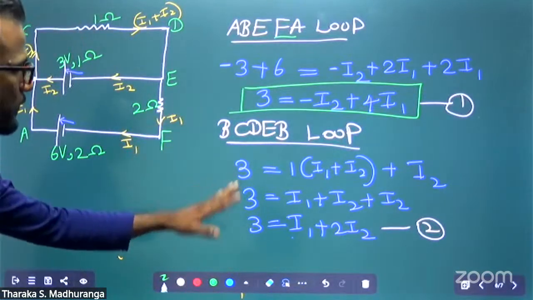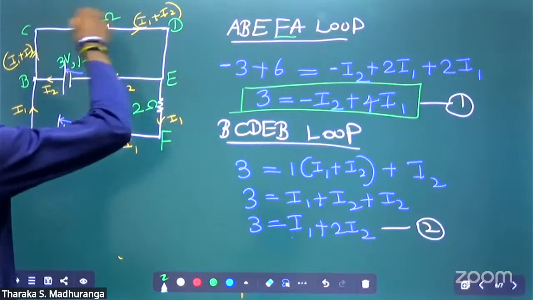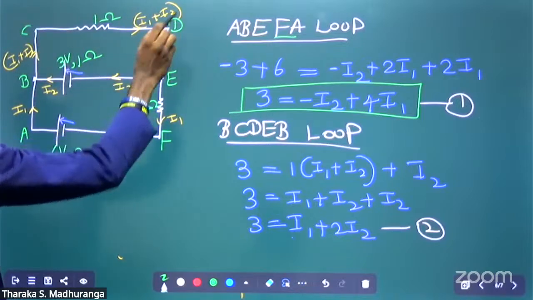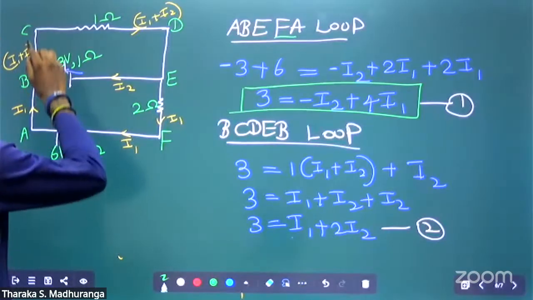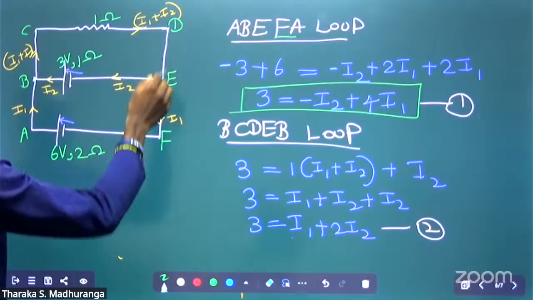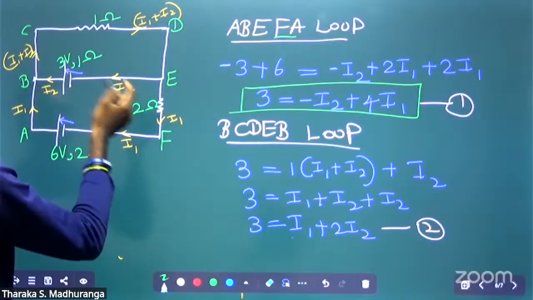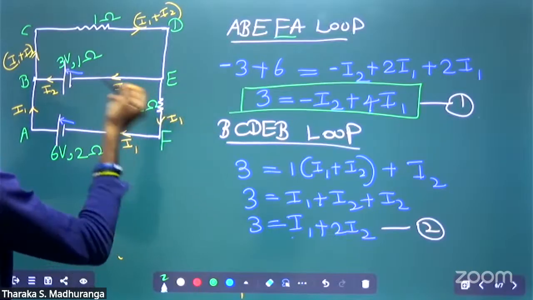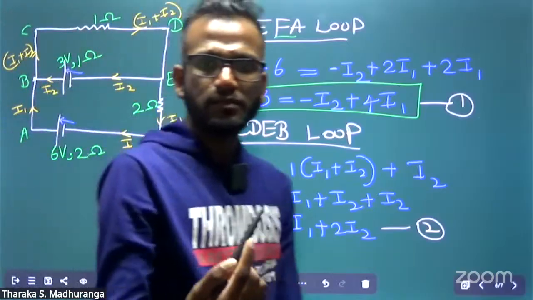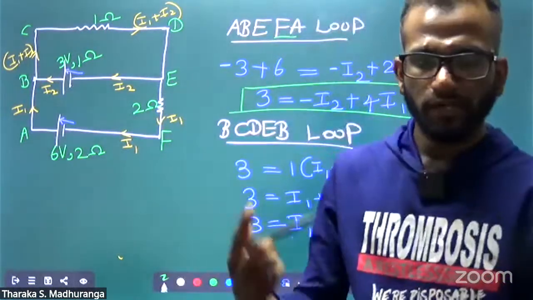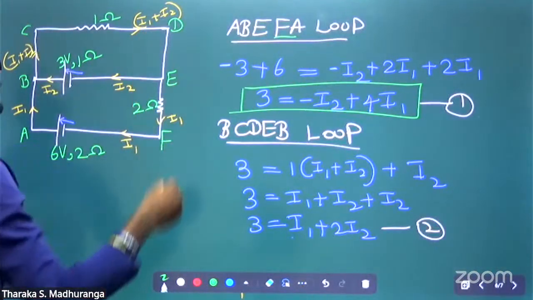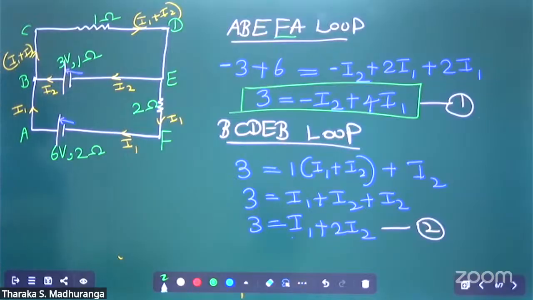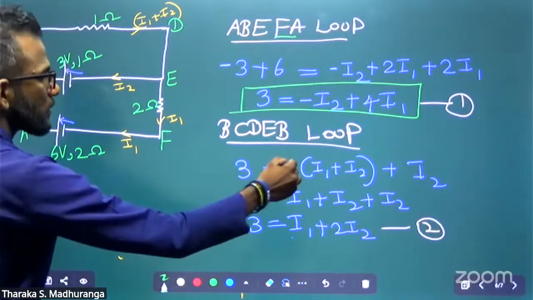Okay, same method. Now I used the loop B, C, D, E, B. Starting from B, B to C no cells, C to D no cells, D to E there is one cell, the value is 3 volts. Our direction and the electromotive force are the same, therefore it is 3 volts. Now B to C no resistance, C to D one resistance of 1 ohm, and the current is I1 plus I2, the resistance value 1.